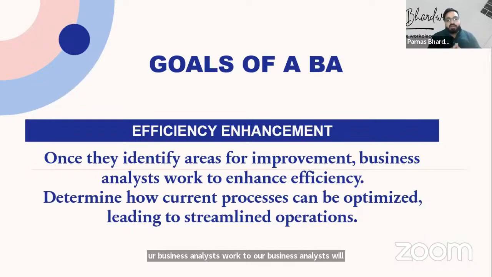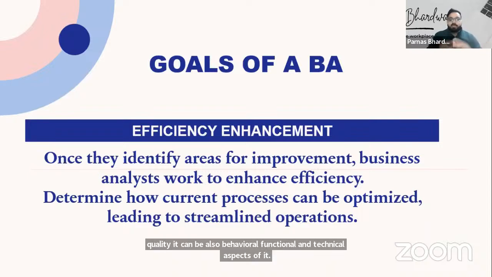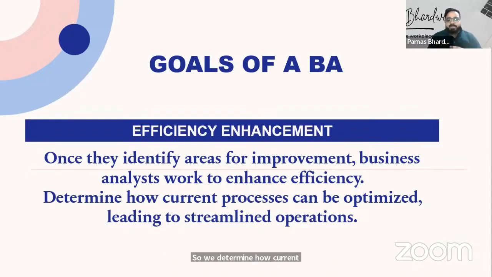Now, when we talk about efficiency, it can be in two terms. It can be quality. Let's say right now I'm producing n number of items. If I enhance my quality, it can be n plus x number of items. If we talk about quantity, it can be other parameters which are talking about the same. So when we talk about efficiency, it's always multi-metrics, not only quantity and quality. It can also be behavioral, functional, and technical aspects of it. So we determine how current processes can be optimized, leading to a streamlined process.